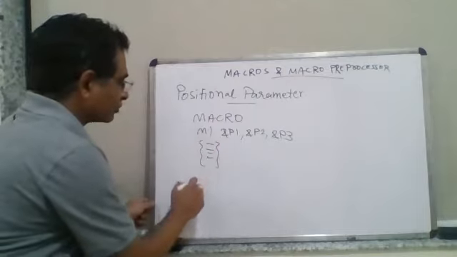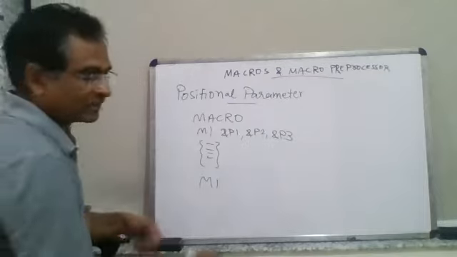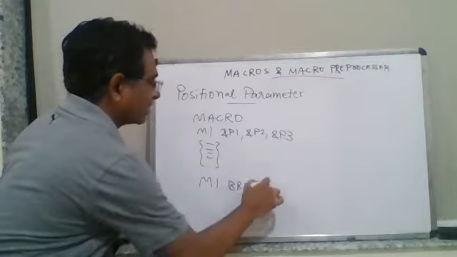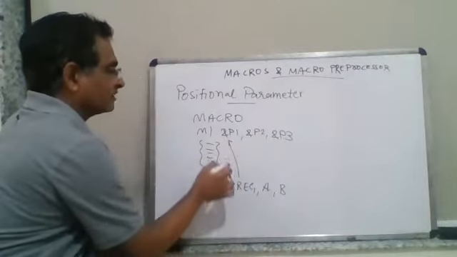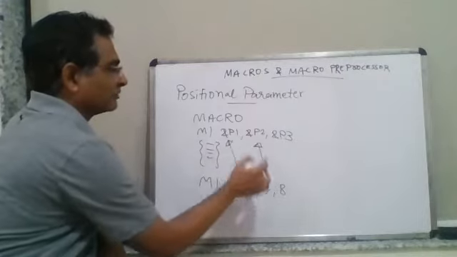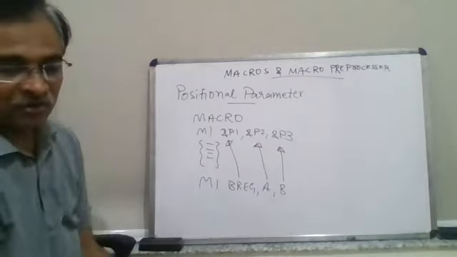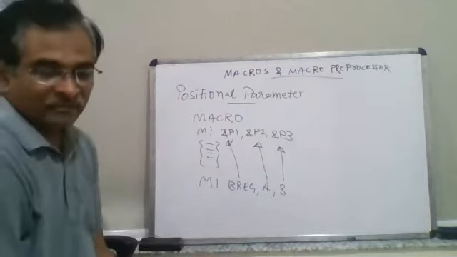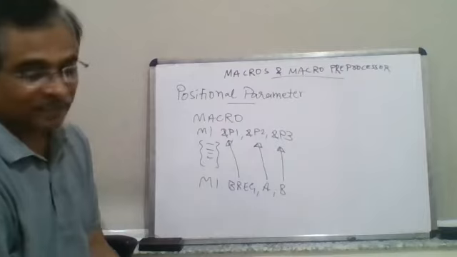And whenever I'm going to call it, how will I call it? Something like M1, and let's say B register, comma A, comma B. So what will happen is this P1 would be given the value of B register, this P2 would be given the value of A, and this P3 will get the value of B. So one-to-one mapping would be done. But we know in this case that P1 has to be assigned the value of B reg. That's why it was possible.